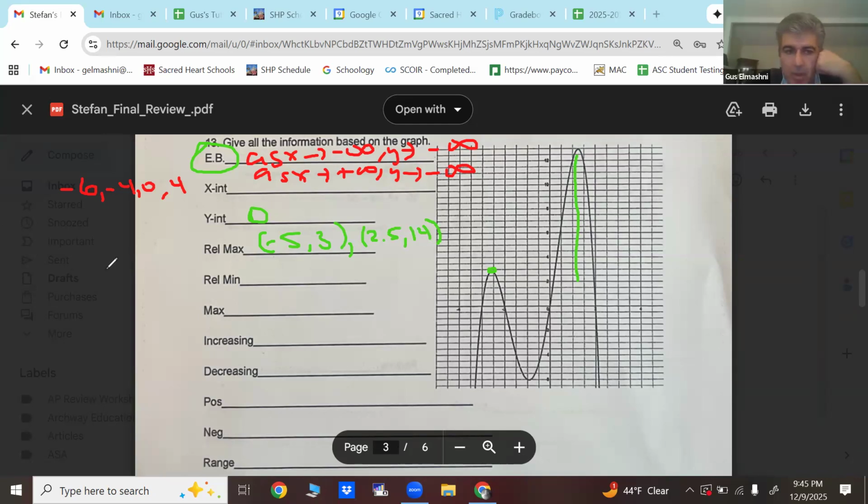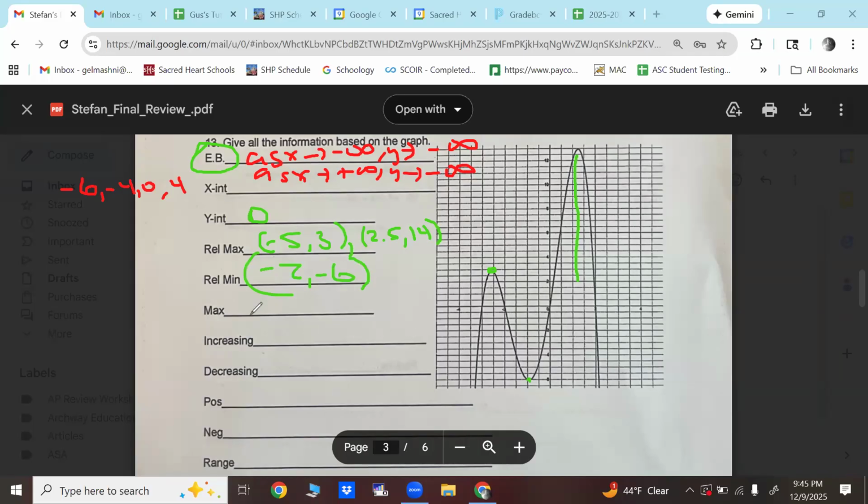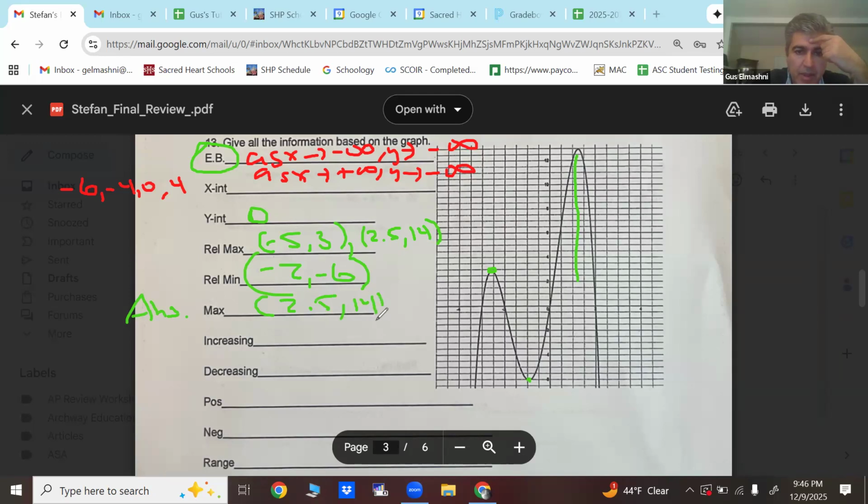Here the relative min will be a low point. Looks like it's -2, -8. No, -6. Now the max, I think what they meant by that was absolute max, which is kind of dumb because 2.5, 14 could count as both, but we'll just go with the absolute max.